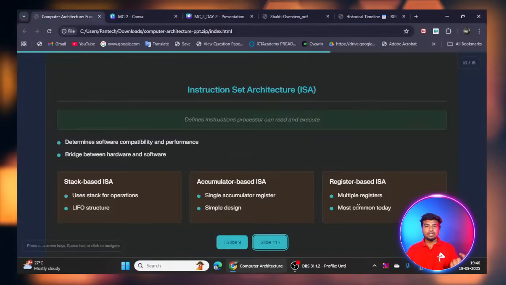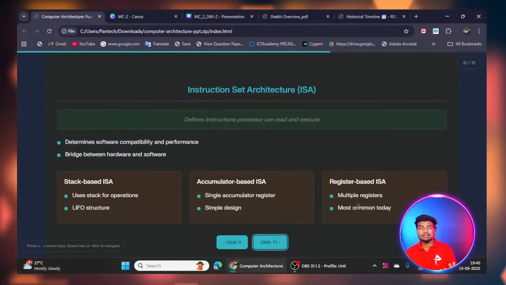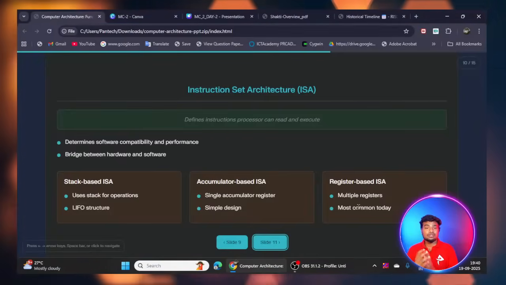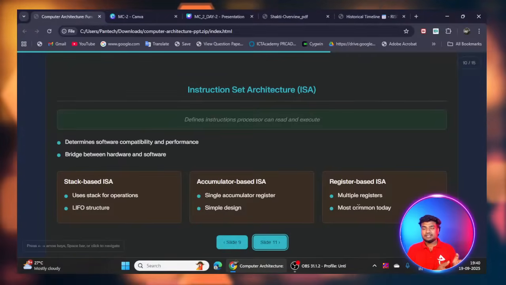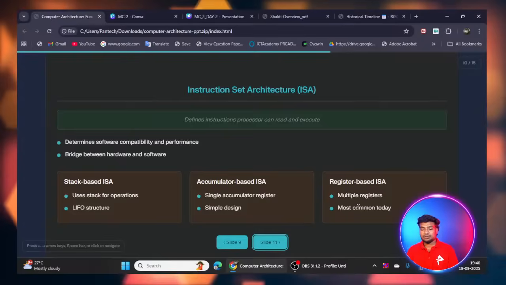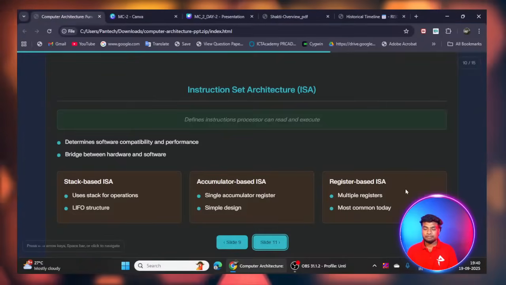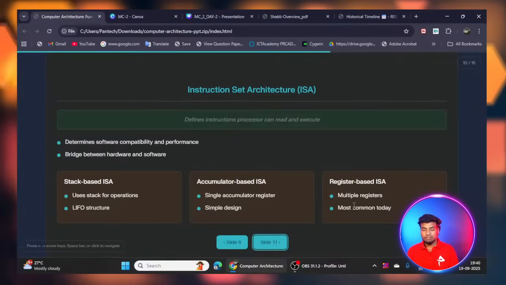So I already said no, we are not storing the instruction, sorry, CPU is storing the instruction in memory. So CPUs are storing instructions somewhere in register memory, so we are following that only. So this is the ISA we are currently following: register-based ISA, multiple registers.